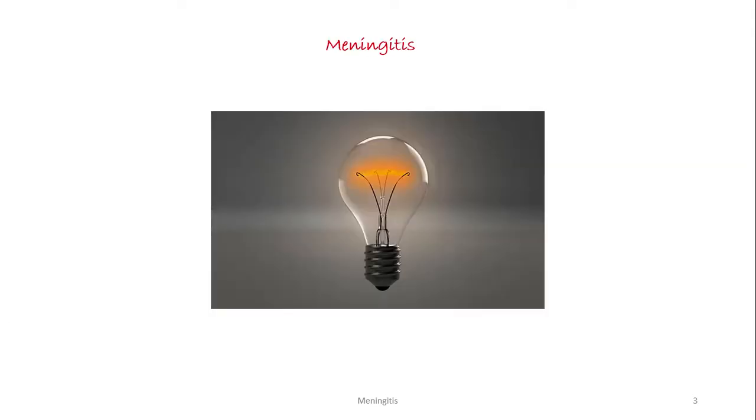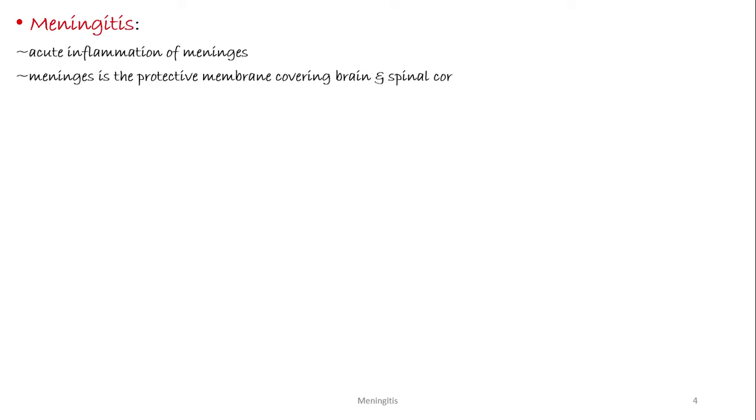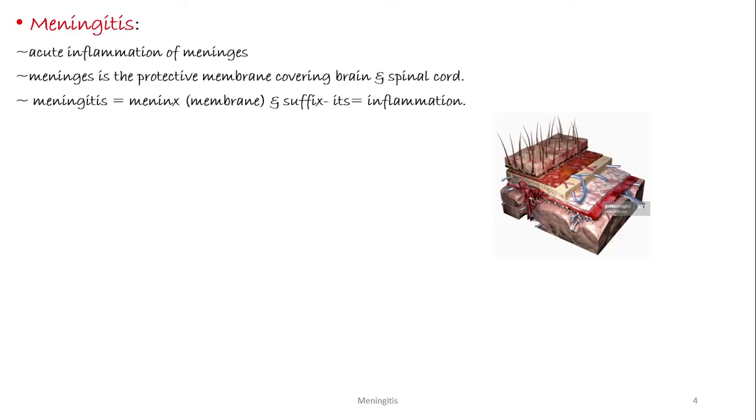Now, let us take a minute to think about what we all know about meningitis. Now, let's take a look at what exactly meningitis is. Meningitis is an acute inflammation of the meninges. Meninges is the protective membrane which covers the brain and the spinal cord. Meningitis comes from a Greek word which is made up of two words. The first one is meninx, meaning the membrane, and the suffix itis stands for inflammation. So meningitis is nothing but the inflammation of the membrane which covers the brain and the spinal cord.